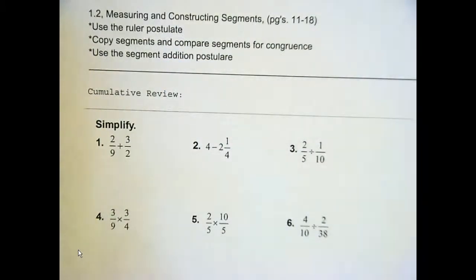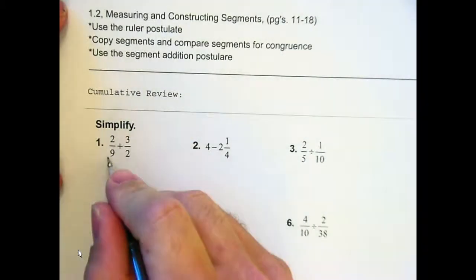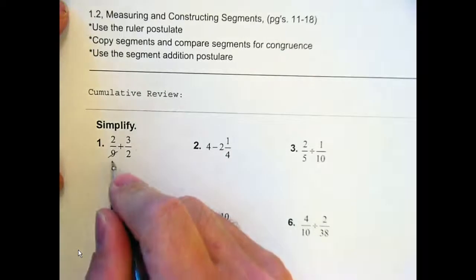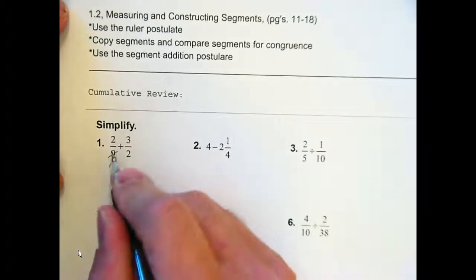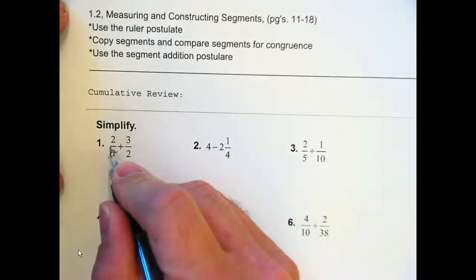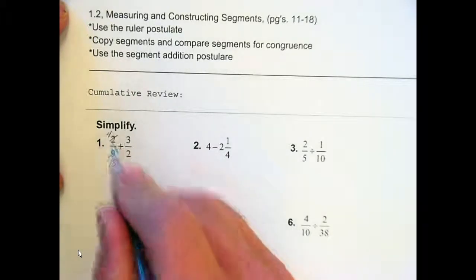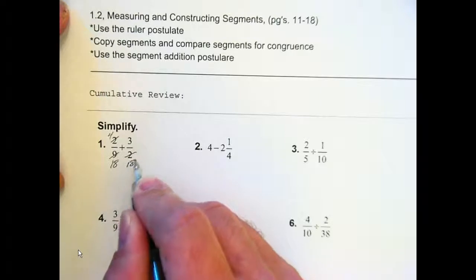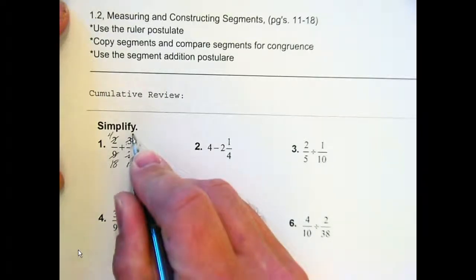All right, let's see if we can figure this out. What do you have to have in order to add fractions? Common denominator, very good. What's common denominator? 9 and 2? 18. So what times 9 is 18? 2. So what do we have to do here? Multiply the top by 2 also. That gives us 4/18. And this, what times 2 is 18? 9. And so 3 times 9 is 27.